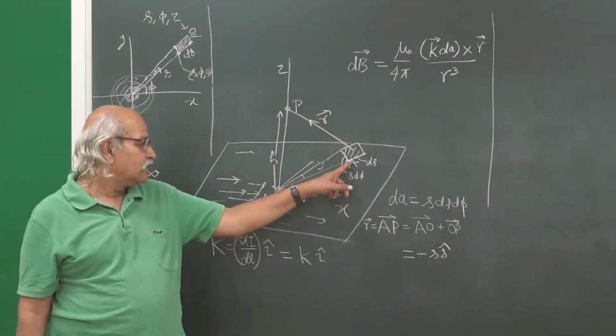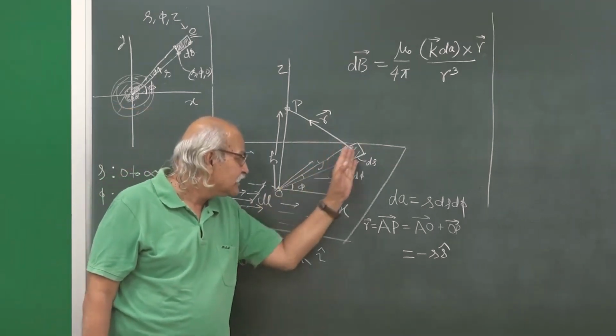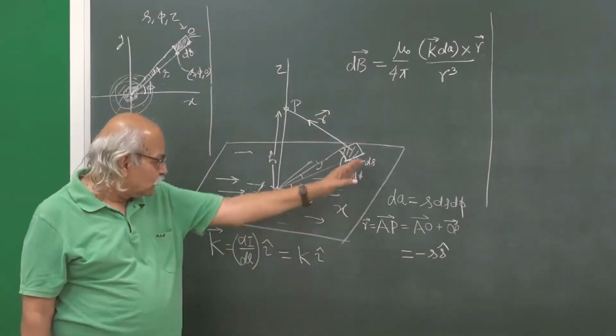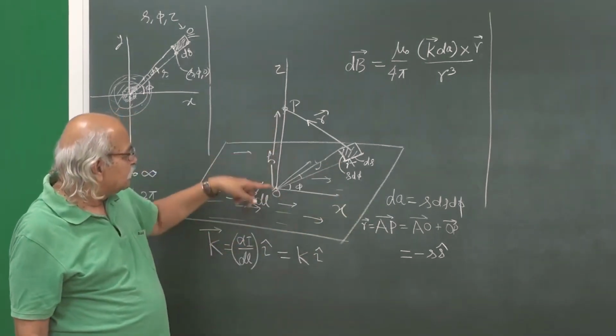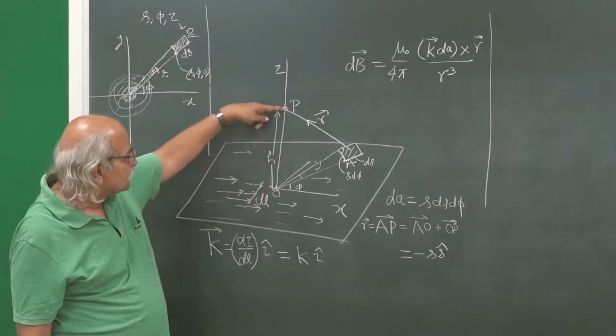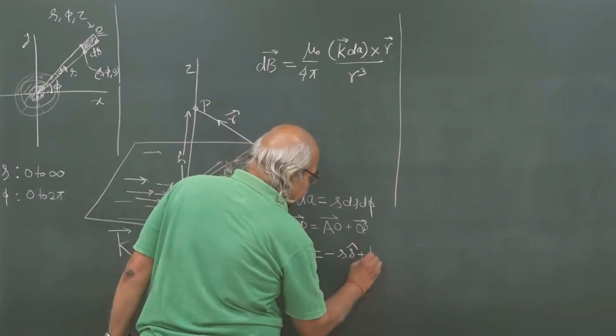OA, this is S in S cap direction, OA is in S cap direction, and therefore, AO is in opposite direction. Then OP, this is O and this is P, this height is H. So, it is H times k cap plus minus S times S cap.